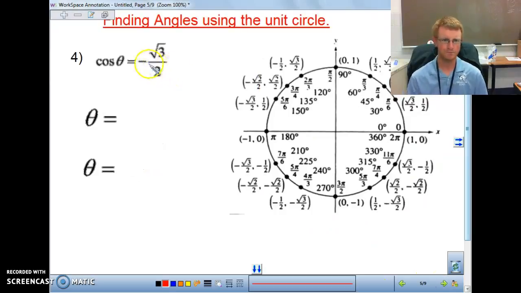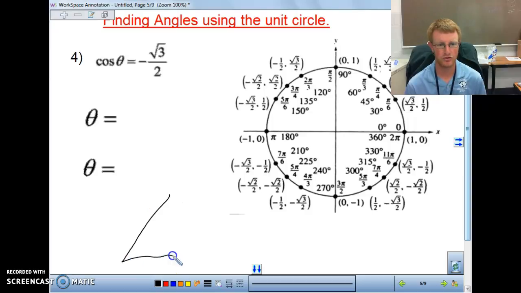We have cosine of theta equals negative square root of 3 over 2. So what I do is I draw my triangle because I want to identify what special right triangle I'm dealing with. There's my theta, because cosine is equal to adjacent over hypotenuse.